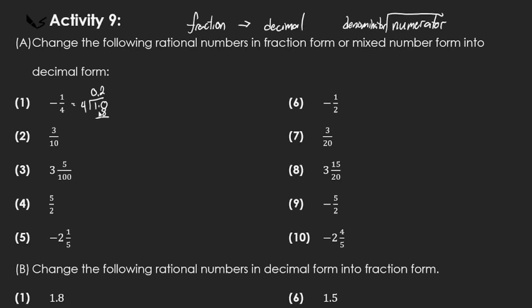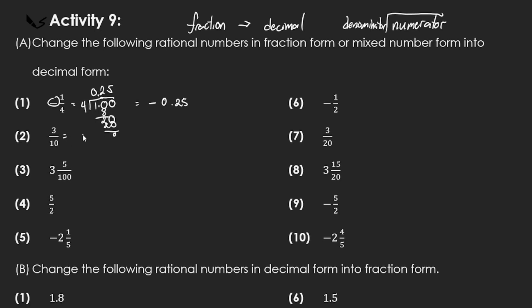So you will have 2 here. Let's add another 0 because we still have a remainder. And how many 4s are there in 20? There's going to be 5. 5 times 4 is 20. And we would get 0 for our remainder. So this would be, getting the sign, negative 0.25. Next, we have 3 over 10.